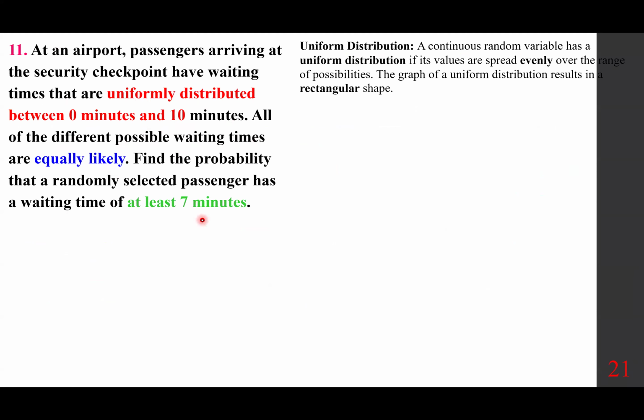So let's discuss the uniform distribution. It's a continuous random variable, okay? A variable has a uniform distribution if its values are spread evenly over all the possibilities. The graph of a uniform distribution results in a rectangular shape over the range of possible values.